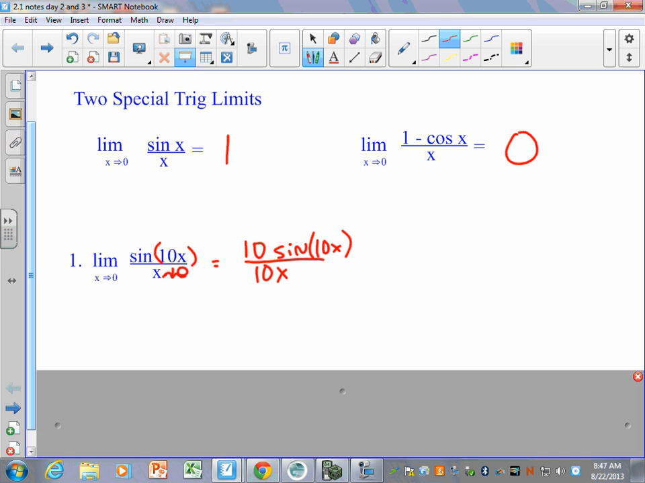Have I kept that to be an equivalent expression? Yeah, because if I cross the 10s out, I'd be back to where I started. So the idea is you want to make those match up.